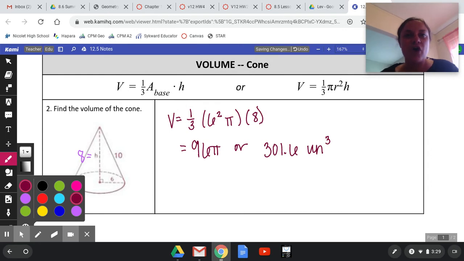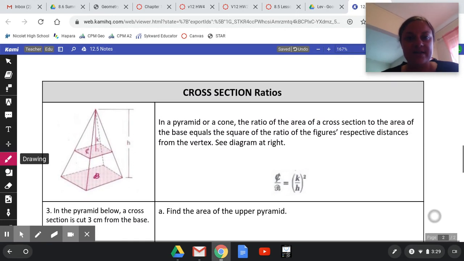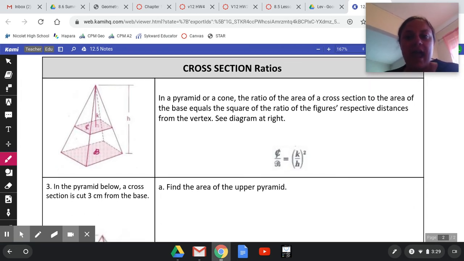Okay, so there's the volume of a pyramid, volume of a cone, and there's one more thing that I would like to talk about, just kind of talking about ratios of cross sections. So a cross section is if you kind of took a knife and cut through a pyramid here, right? The cross section here is parallel to my base. So the ratio is shown right here. So pause the video right now and take a minute to look at that ratio. And all of the variables are labeled in the diagram.